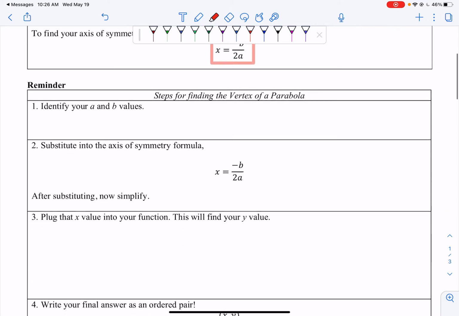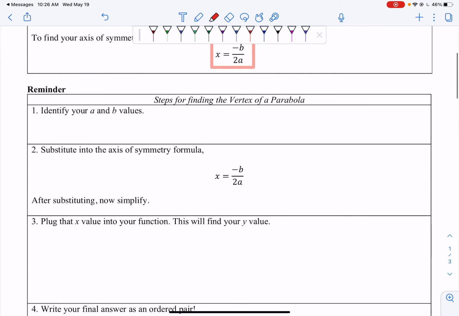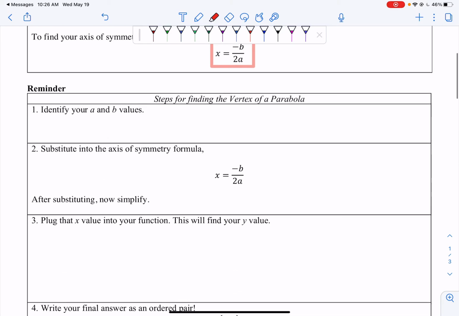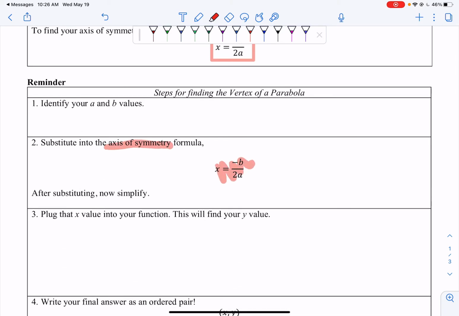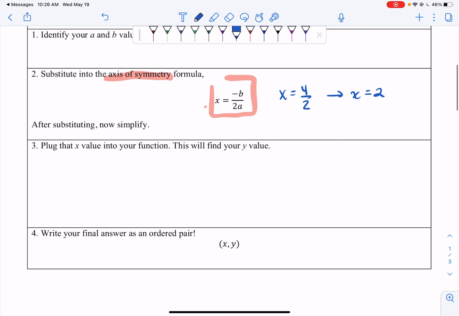Reminder, to find your vertex, you identify your a and your b values, you substitute them into the axis of symmetry formula, your formula right here. And then after substituting, you always simplify. So if I get something like x equals 4 over 2, I don't want to see a 4 over 2. I want to see 4 over 2 reducing to a 2. Then when you're done, you plug that x value into your function. This will find your y value. And then you write your final answer as an ordered pair. And that's it. And remember, it always goes x comma y. So let's dive into some practice.